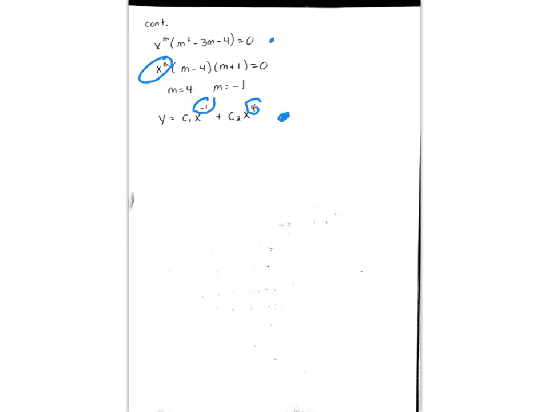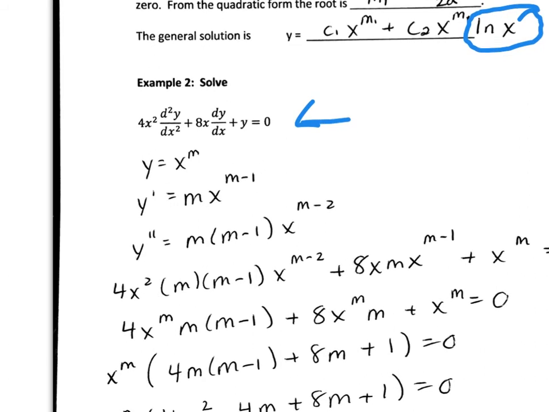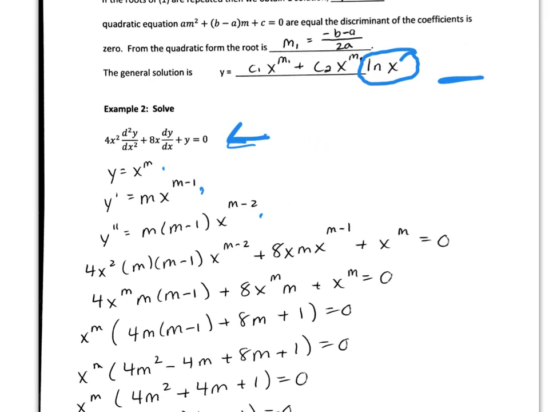Let's move on to case 2 where you have repeated factors. Your repeated factor will be represented by an ln of x. If the factor was repeated 3 times, for your next term it would be ln of x squared. So let's solve this differential equation. I'll make it a little bit larger. So first derivative, that's my solution. First derivative, second derivative, plug those into my equation. I did that here. And then combine your x's here.